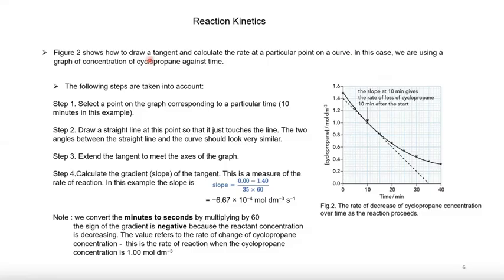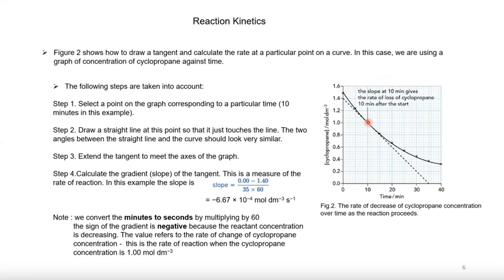How to draw a tangent and calculate the rate at particular points on a curve. We showed it earlier, and here we show a specific example. Let's say we want to find the rate of reaction. Here we are measuring the decrease in the reactant, which is cyclopropane. We measure the decrease in the concentration of reactant, the concentration unit is mole per dm cube and the time is per minute. If we take this point, we want to measure the decrease in concentration at this point.